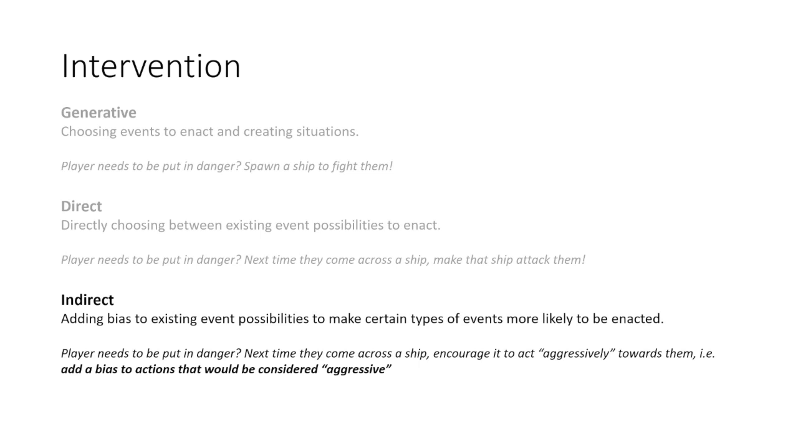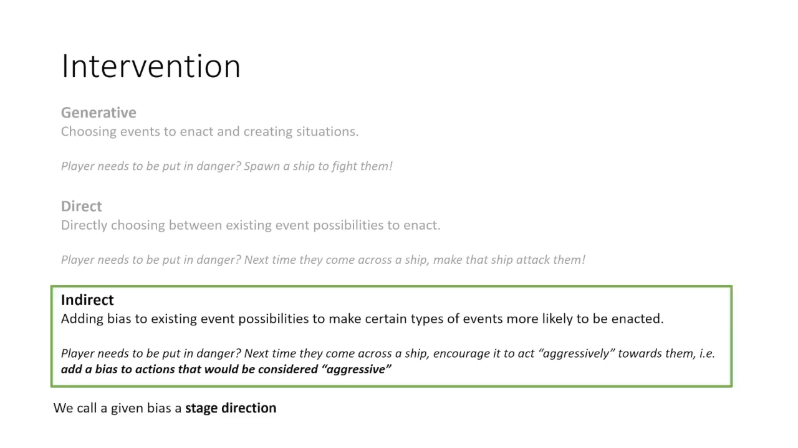Here we add bias to existing event possibilities to make certain types of events more likely to be enacted. If your player needs to be put in danger, next time they come across a ship, encourage it to act aggressively towards them, i.e., we add a bias to actions that would be considered aggressive. This method was chosen since it's the least forceful and the most likely to preserve the aesthetics, and we call our implementation of these biases stage directions.